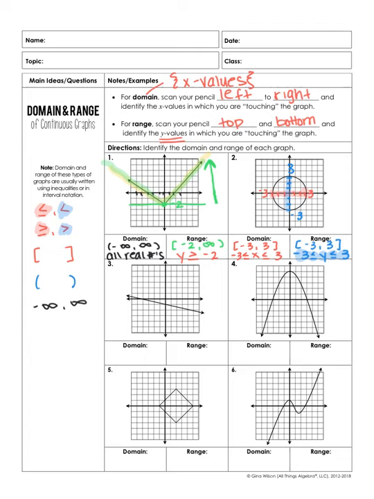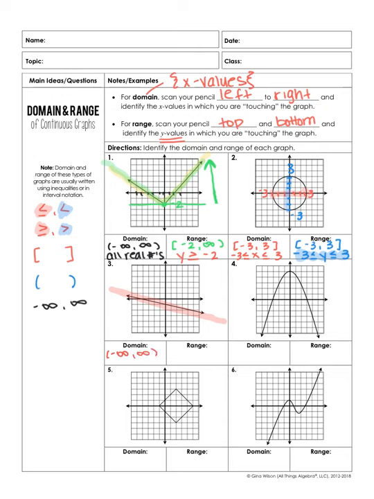All right, I'm going to let you try. No, I'm going to do number 3 with you. If I scan this from left to right, notice the arrows at the end. So it never stops from left to right. This is very similar to number 1. My domain goes from negative infinity to positive infinity.